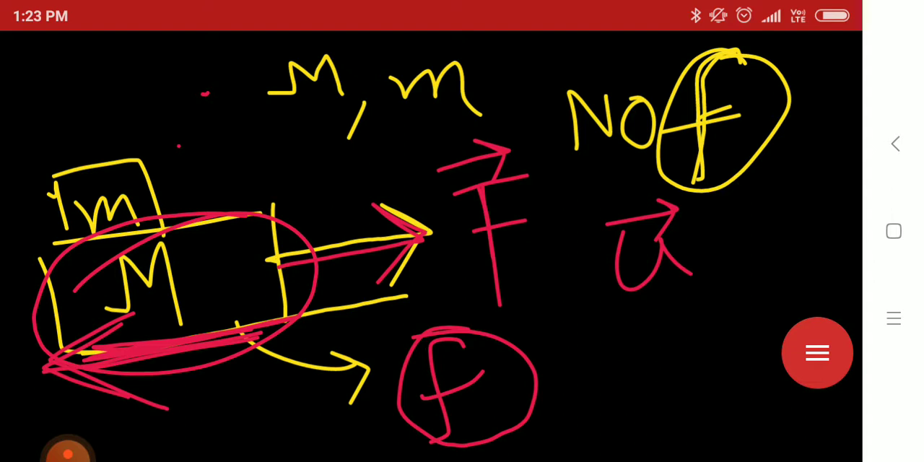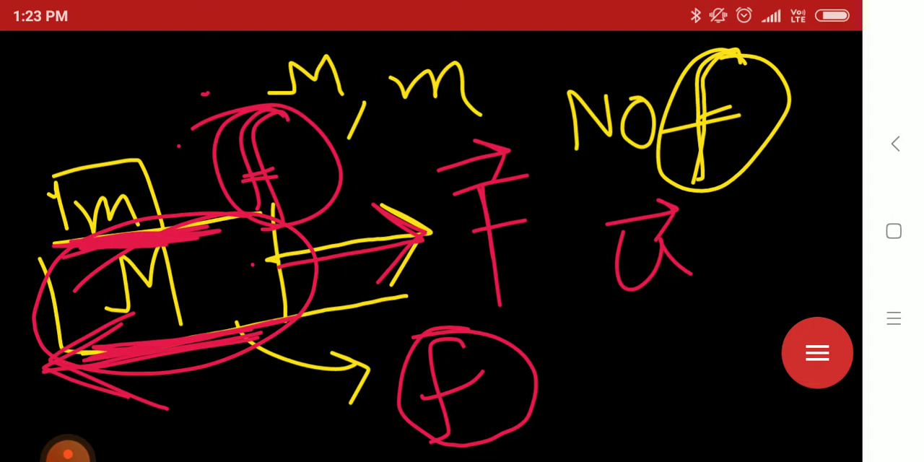Frictional force small f also appears between capital M and small m. When two masses are in contact, then a friction force appears between them also. So between capital M and small m, there will exist a frictional force small f. These act backwards on m, so these will also act here.